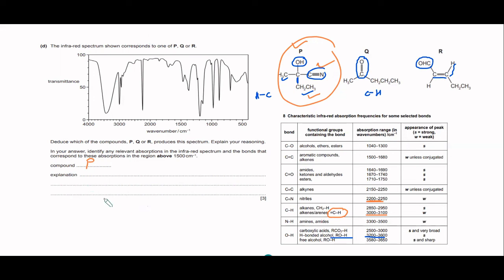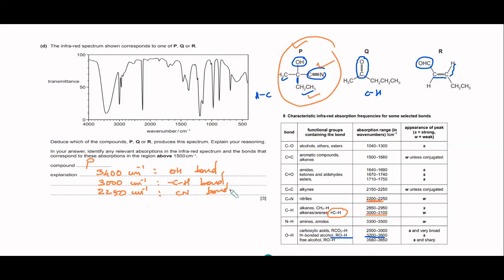So we can write the 3400 centimeter inverse peak is because of the OH bond. Then we have something around 3000 or 3100 centimeter inverse that corresponds to the CH bond. And then we have something around 2250 centimeter inverse that corresponds to the CN bond.